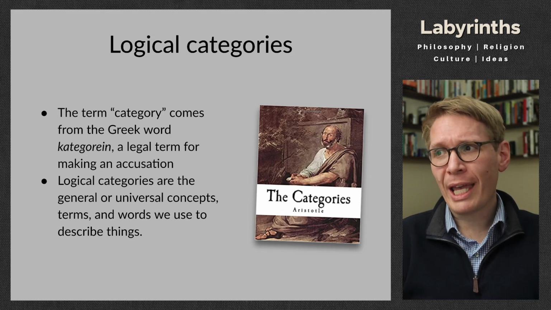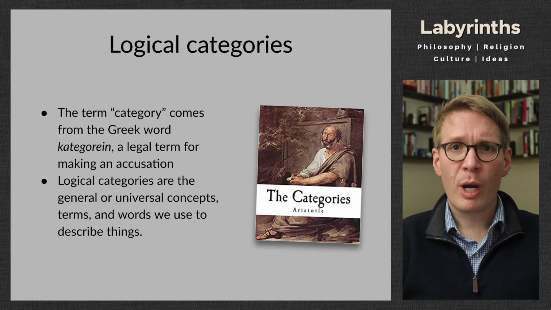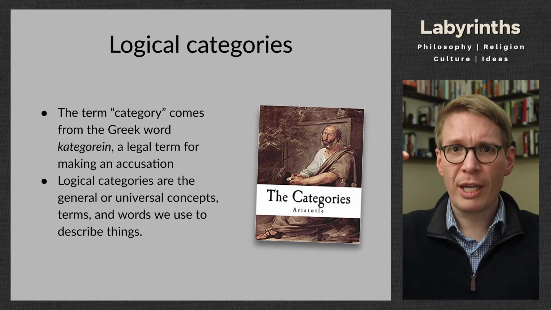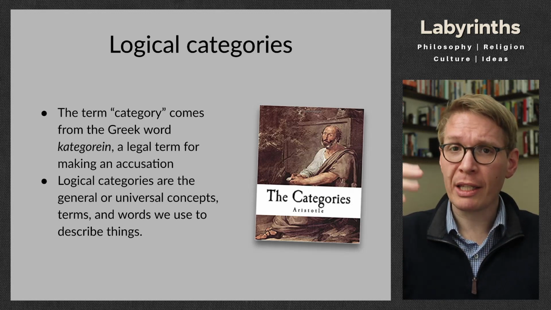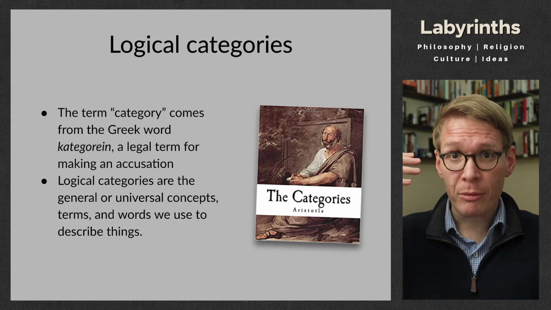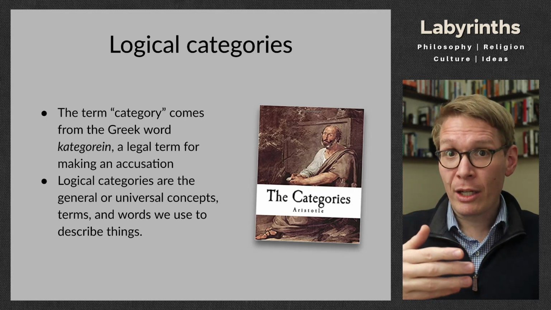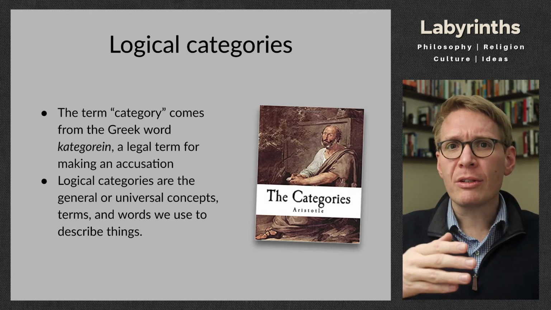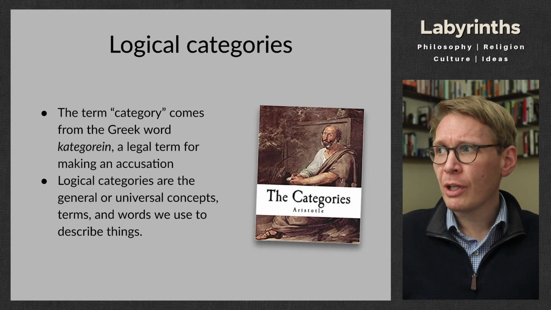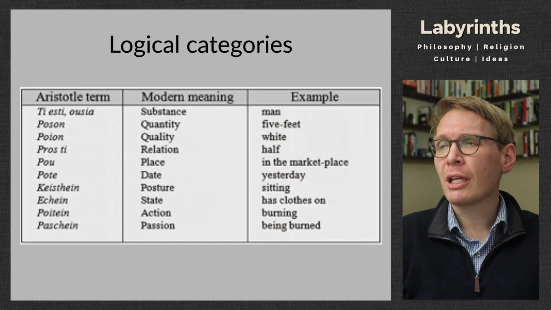For Aristotle, the logical categories that he identifies are the most general or universal concepts, terms, and words that we use to describe things. He's trying to go up to the top level, right? What are the most general ways that we can think about reality? Because in order to think about reality, and not only to feel reality or to experience reality, but to think about it and to understand it, we need categories, we need ideas, we need ways of splitting up reality that correspond to reality itself. This is Aristotle's understanding, and my understanding.